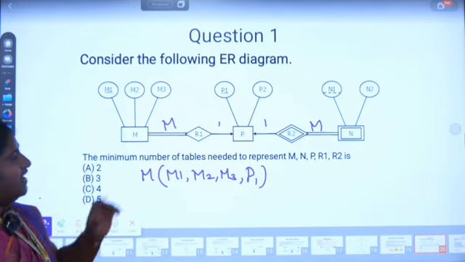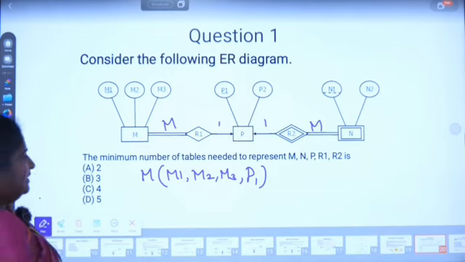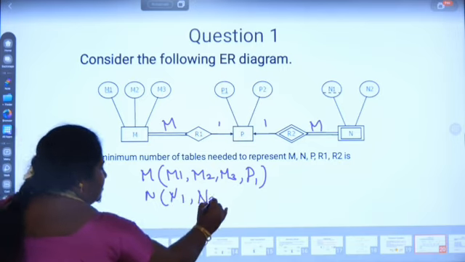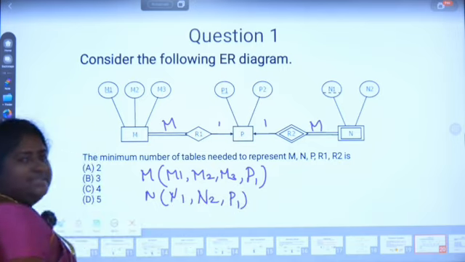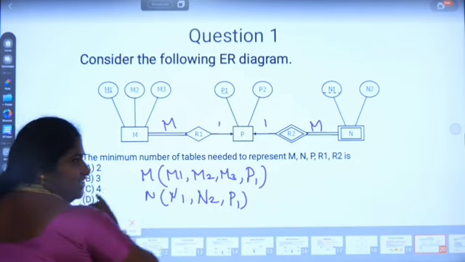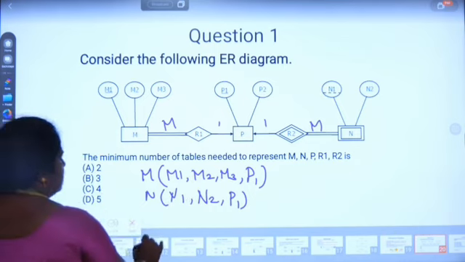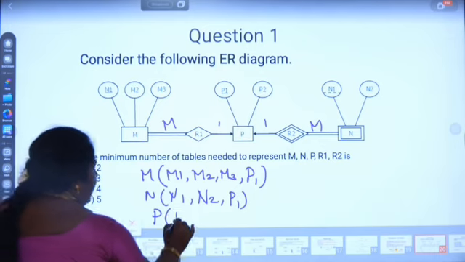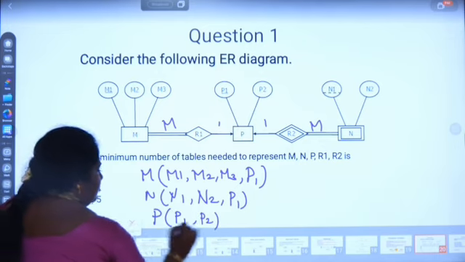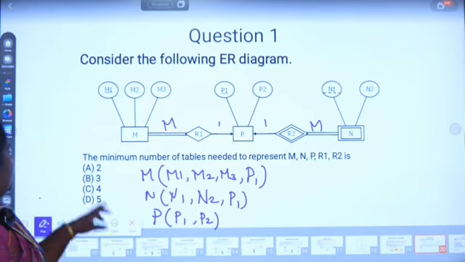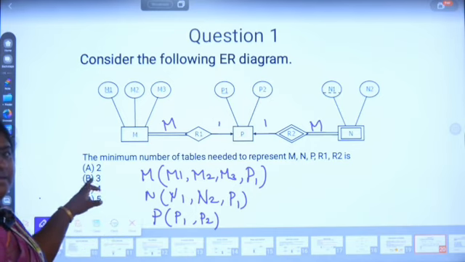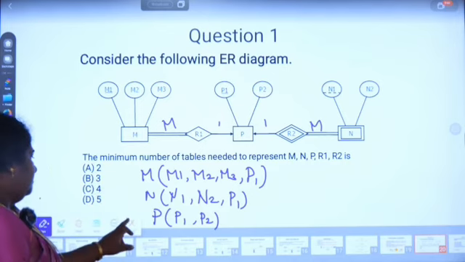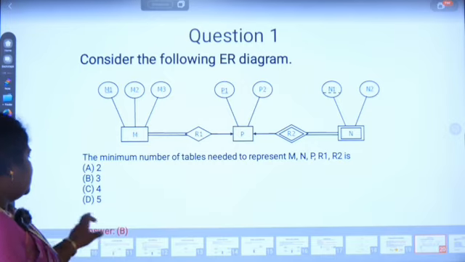In the same way, when we consider the table N, it consists of N1, N2, P1 as the second table. Here a one-to-one relationship is given for the table P. So when we create a table for P, it consists of only two attributes, P1 and P2. As a result, we are going to create 3 tables. One is M, N and P. So the answer for this question is 3.